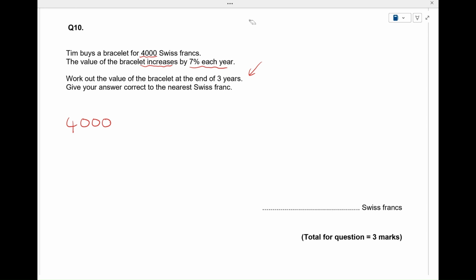To do a percentage increase, I multiply by 1 point the increase, so 1.07. Not 1.7, that would be a 70% increase, wouldn't it? We wouldn't want to do that. 1.07 to the power of 3. Let's work that out. 4,000 times 1.07 to the power of 3. That gives me 4,900.172. Give your answer correct to the nearest Swiss franc, look. So it's going to be 4,900.